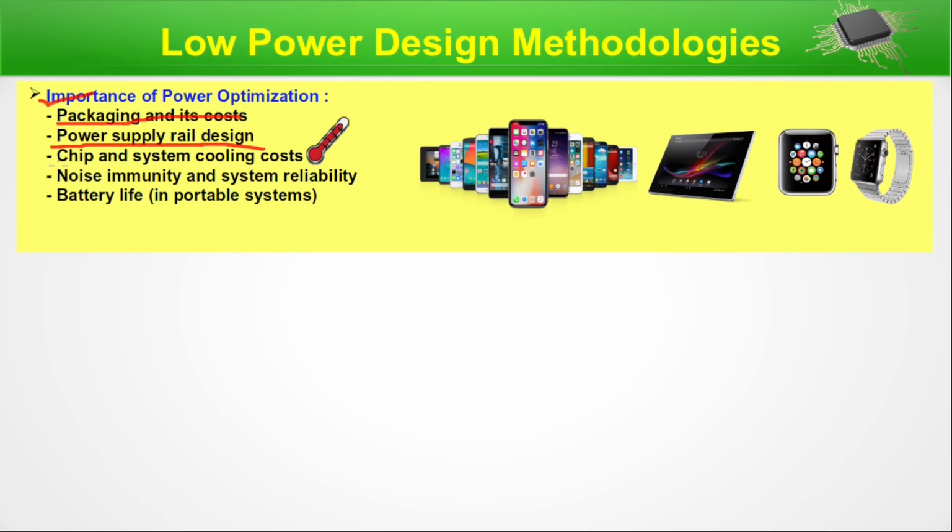Next, chip and system cooling cost. Since the chip or the system is getting heated, we must try to reduce the temperature, since heat is not good for the performance of the circuit and longevity of the devices. So we need to reduce the heat, and the cooling system and its cost will increase. Whatever power goes inside comes out as heat basically. Noise immunity and system reliability are also impacted by power dissipation.